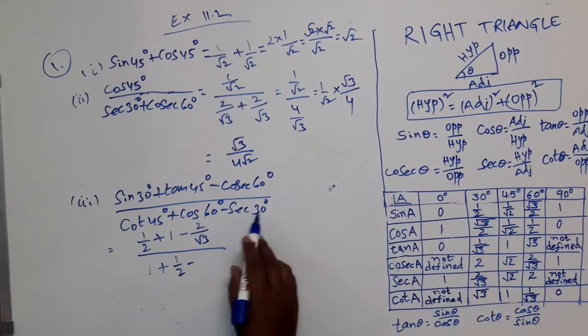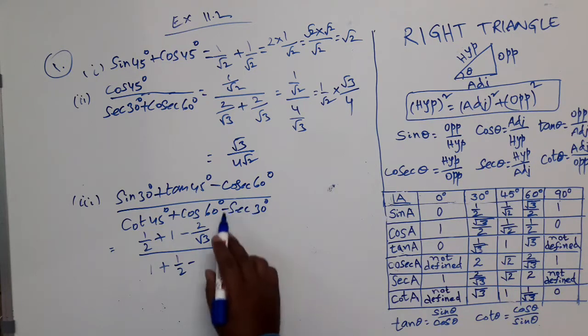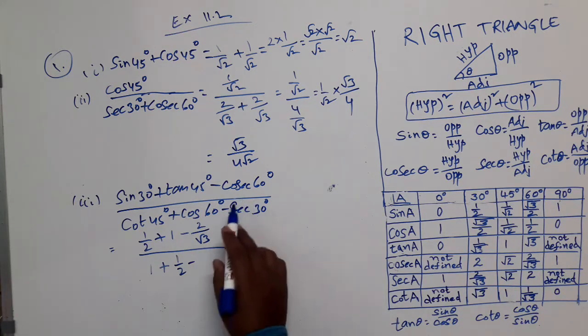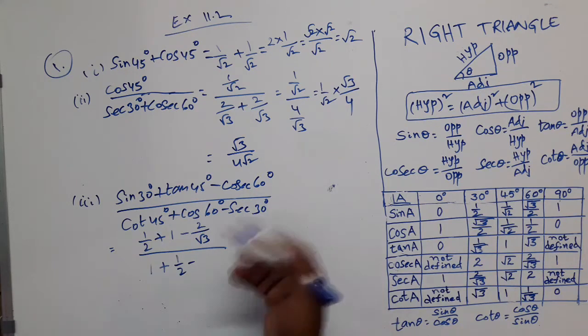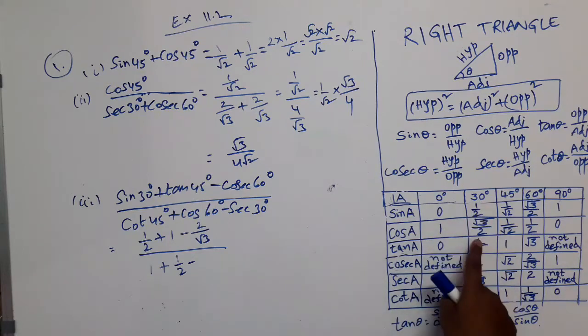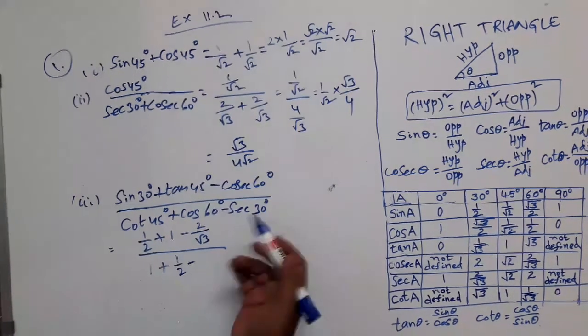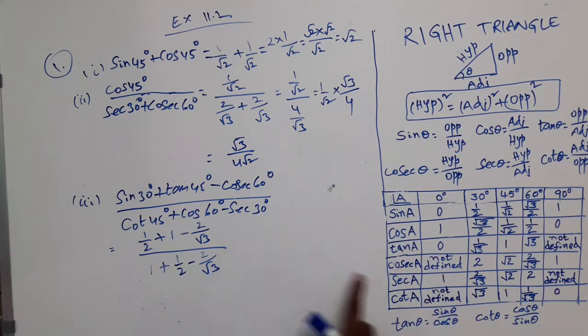Minus secant 30 degrees. How will I write it? Secant is the reciprocal of cos, so I want the reciprocal of cos 30. Cos 30 I remembered as sin 60 degrees, that is root 3 by 2. The reciprocal of root 3 by 2 is 2 by root 3. So secant 30 degrees is 2 by root 3.